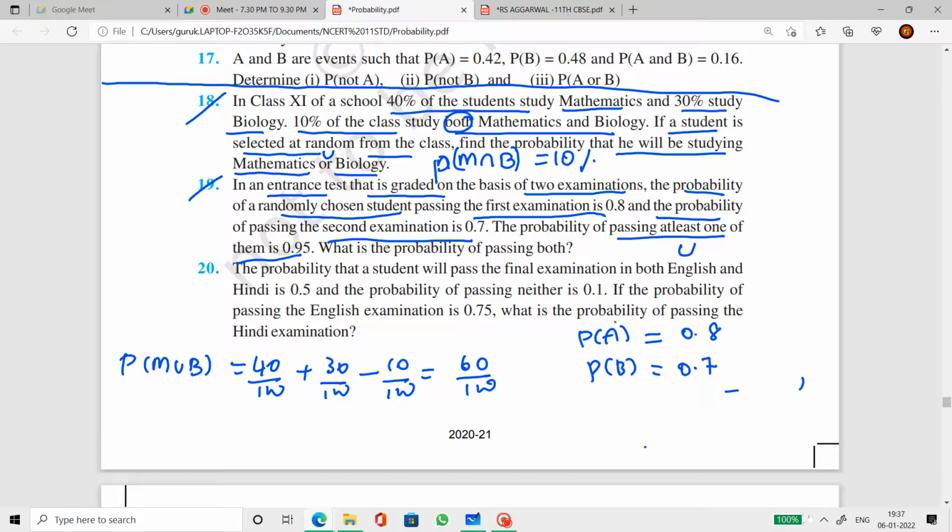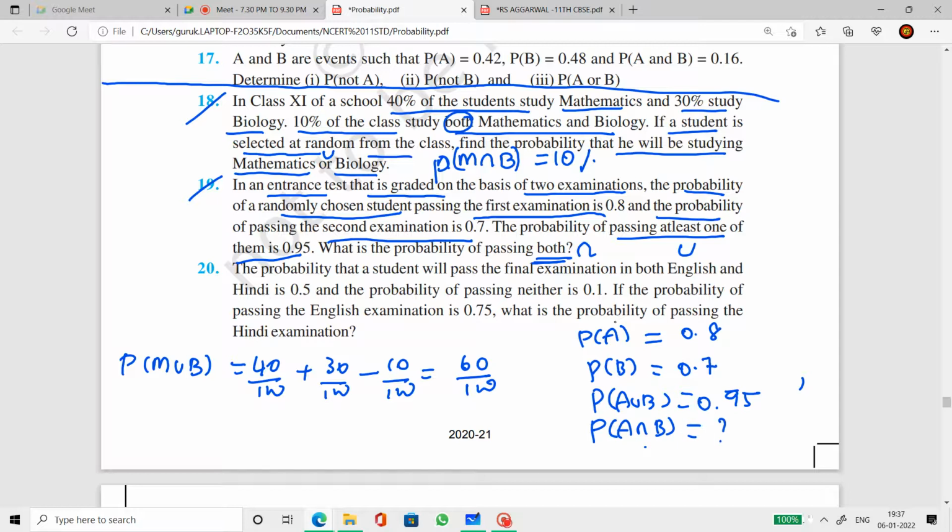At least is union. So P of A union B is 0.95. And what they want us to find is the probability of passing both. Both is intersection. So P of A intersection B you need to find.